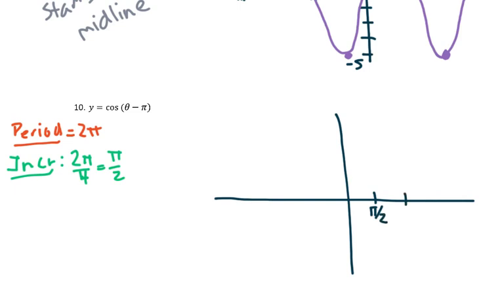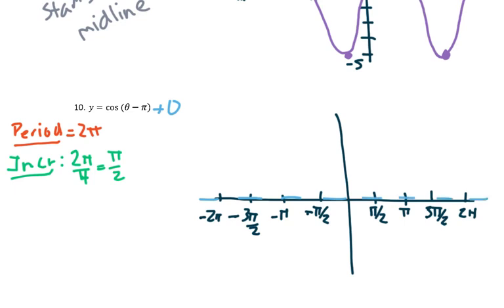This is our original setup. So pi over 2, pi, 3 pi over 2, 2 pi, negative pi over 2, negative pi, negative 3 pi over 2, and negative 2 pi. My midline is at 0 because I'm not adding or subtracting anything. My amplitude is 1. So it means I'm going to go up 1 and down 1 from my midline.